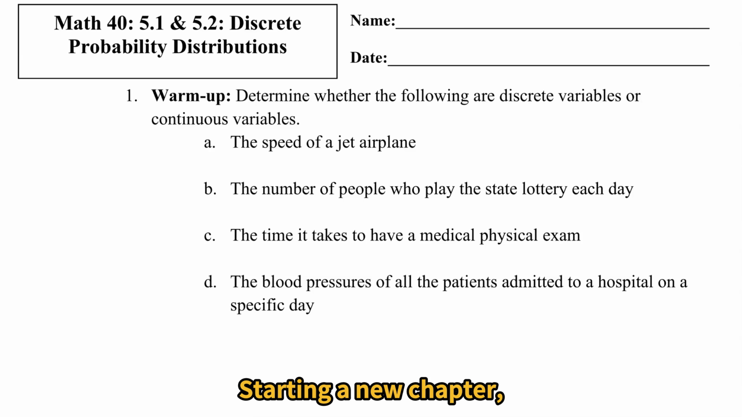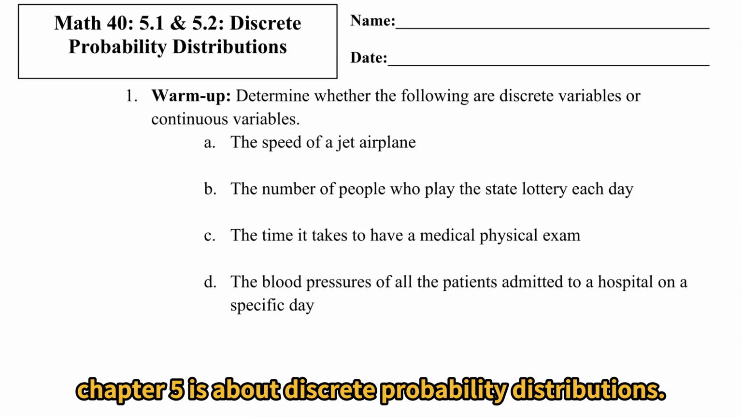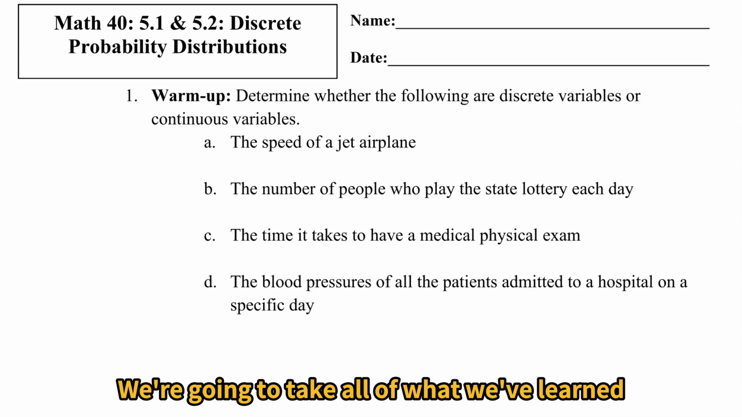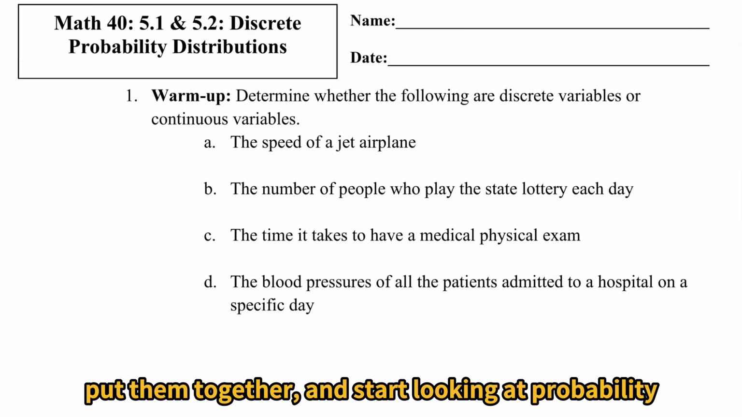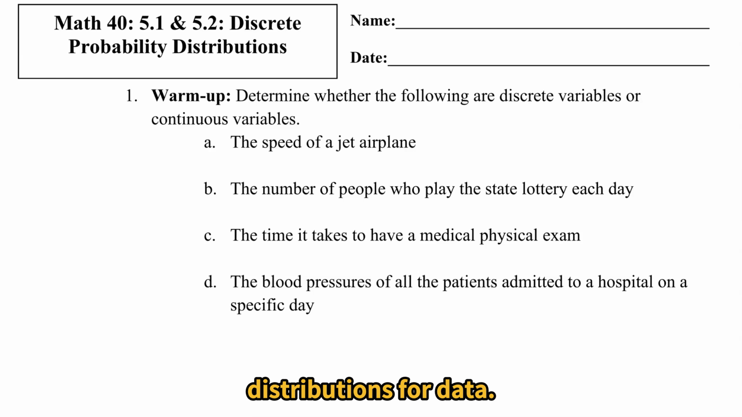Starting a new chapter. Chapter 5 is about discrete probability distributions. We're going to take all of what we've learned in the first 4 chapters and put them together and start looking at probability distributions for data.